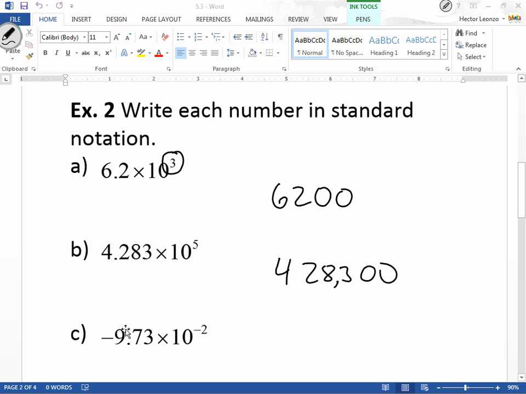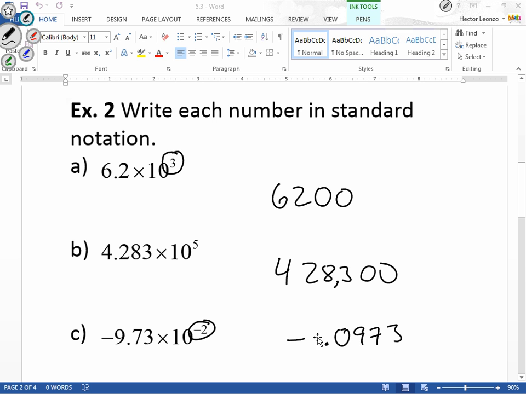Now looking at my example C, I need to move it 2 places to the left. So I'm going to have negative 0.0973. It was between the 9 and the 7, and I moved it 2 places to the left. So that's why I added an extra 0, because you add zeros if you need to. Now, when it comes to decimals, mathematically that is correct, 0.0973.